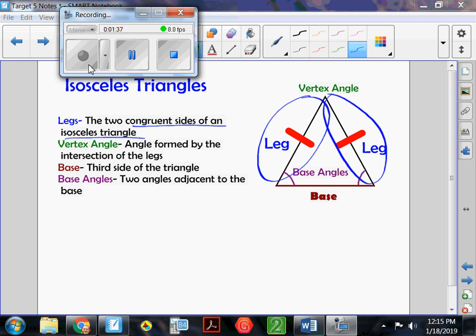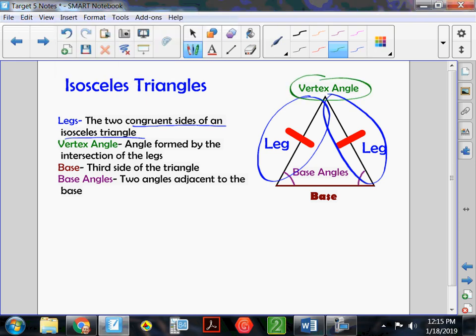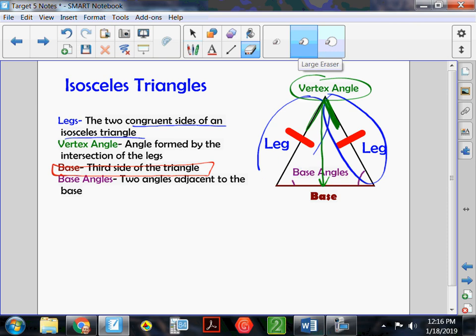We call the vertex angle the angle that forms those two legs of the isosceles triangle. The vertex angle is always opposite the base. So if the two sides of the triangle are legs that are congruent, the base is the third side of the triangle that is not congruent to the other two. And then the important part that we're going to look at is these base angles at the bottom.